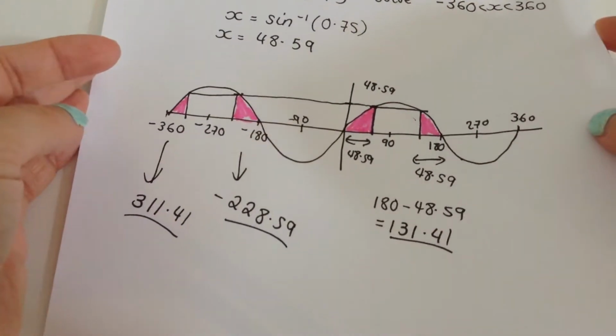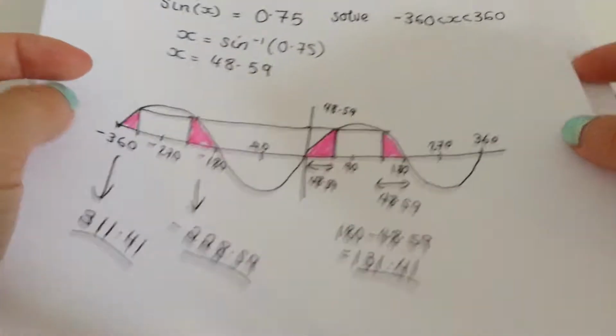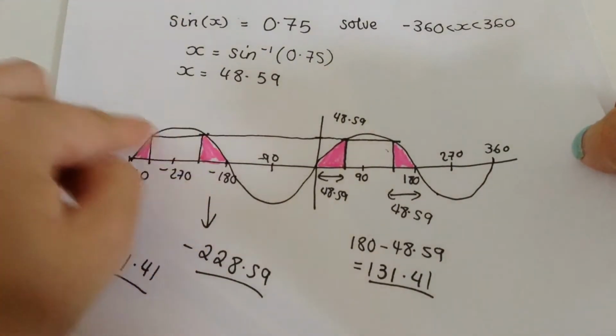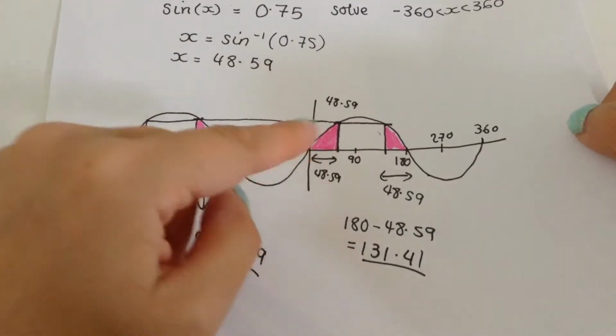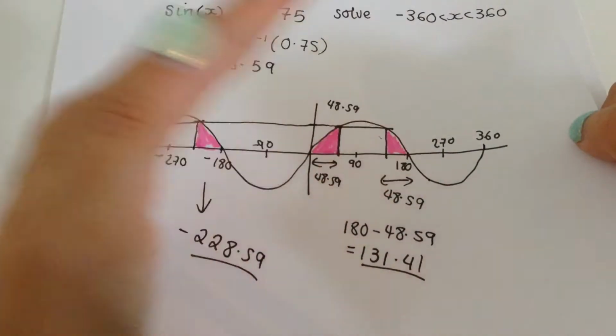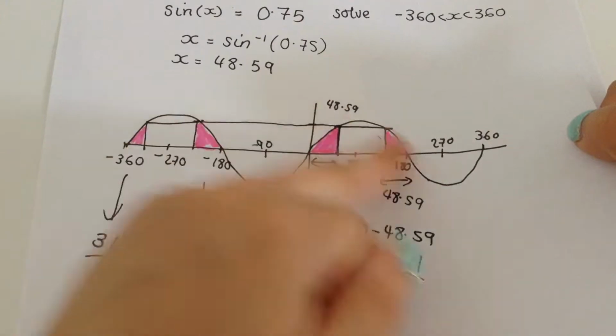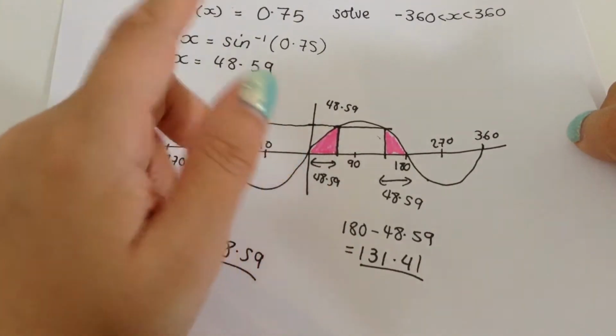So that's how you do that type of question, just using symmetry of the graph and working it out. And cos is very similar to sine, and tan is really easy because tan is just a repeating pattern.